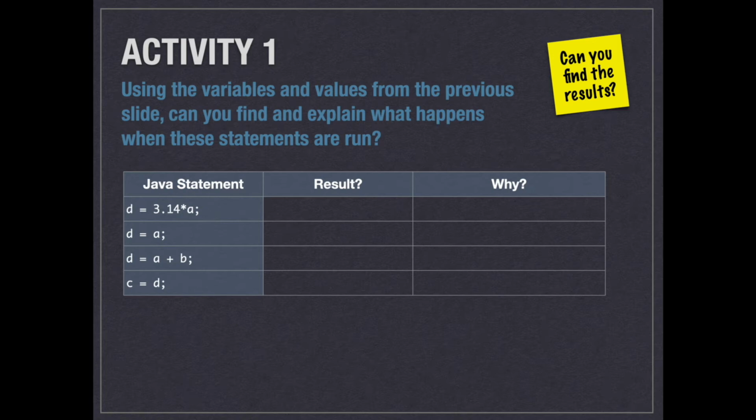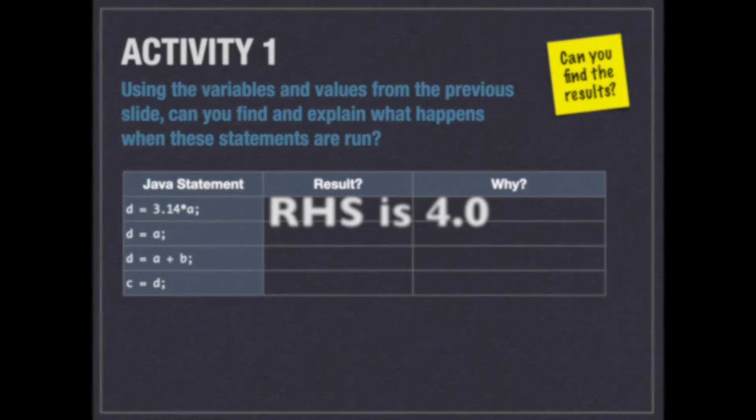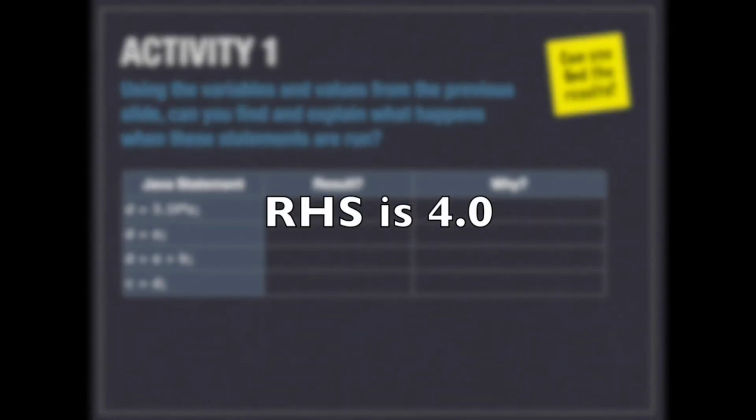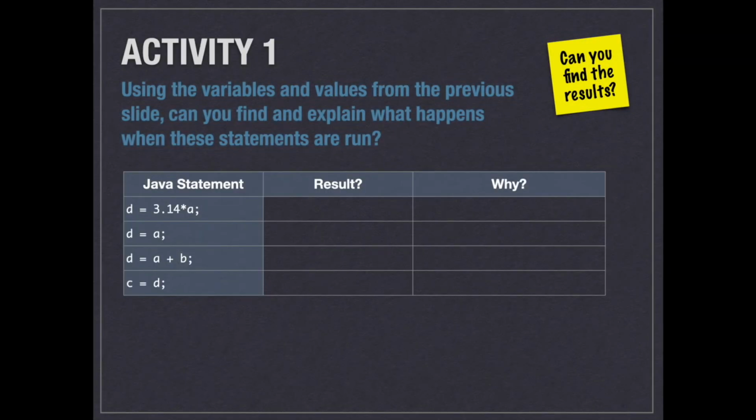Same automatic promotion rule applies. A can be promoted, once again, to a double so that it can be added to B using the same data type. The result is 4.0. That's a double. And so when we get to the assignment, to assign the right-hand side into the variable identified on the left-hand side, there's no data type mismatch. So the one automatic promotion of A is enough to get that line of code to evaluate successfully.